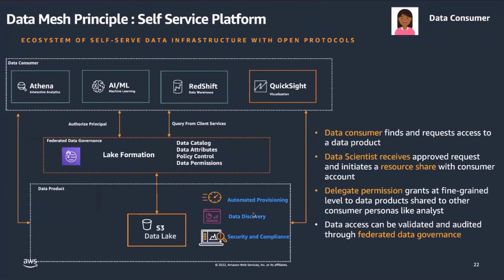Coming to a self-service platform, the vision that we see from an AWS point of view here is to provide an ecosystem of data infrastructure with all the protocols that the data consumers want in order to consume the data for their different types of use cases. Let's say they want to run interactive analytics or machine learning or data warehousing or visualization capabilities, how would you provide them a seamless, automated provisioning infrastructure so that they are quickly able to get to the data that they are really entitled to, and run all their use cases around this data.